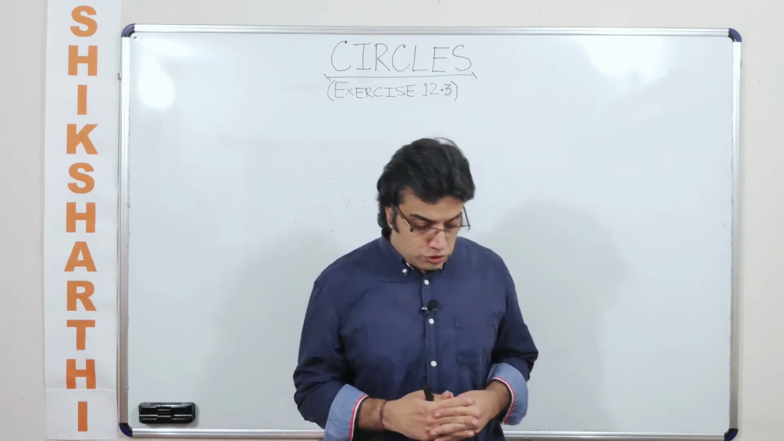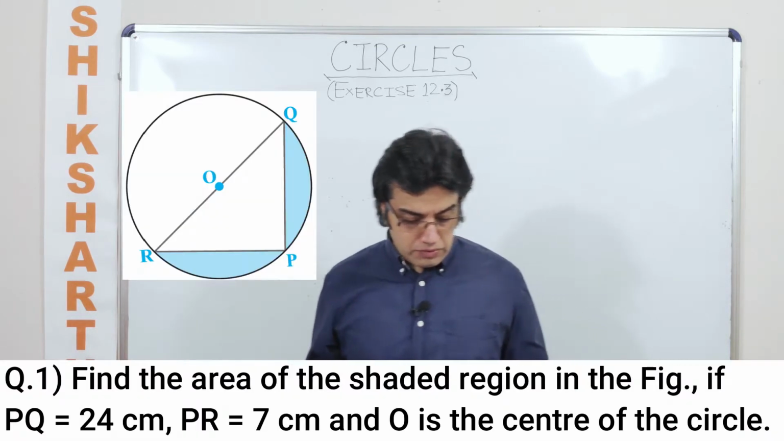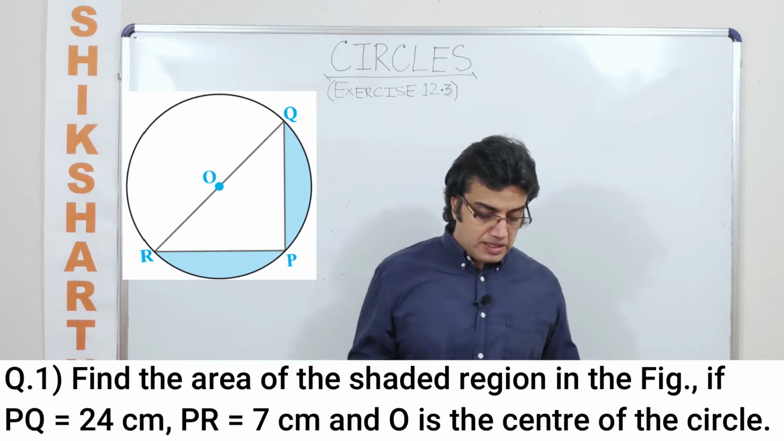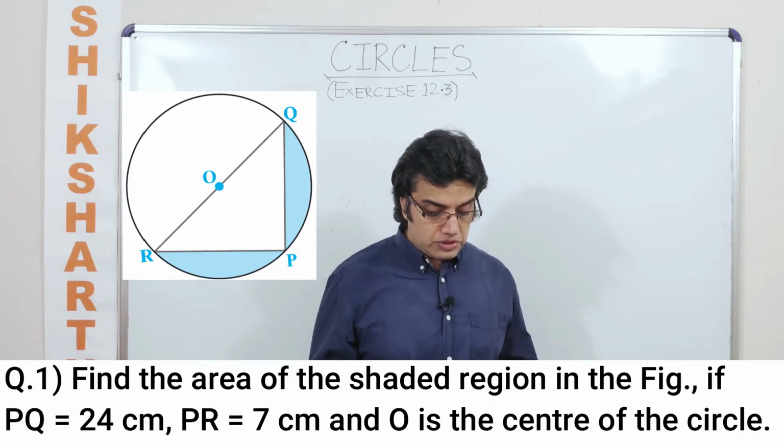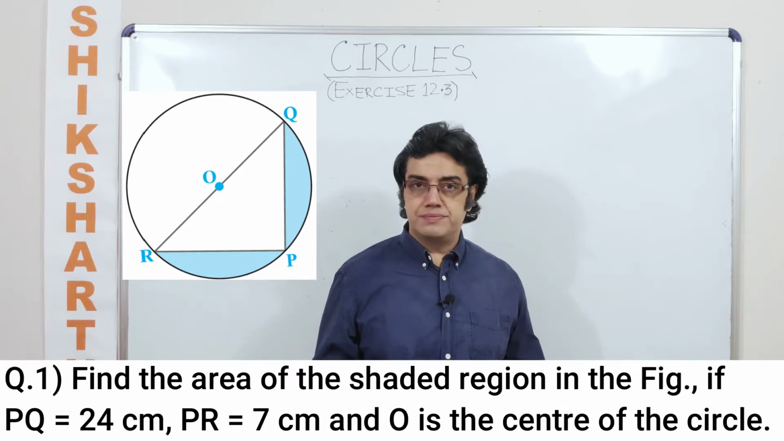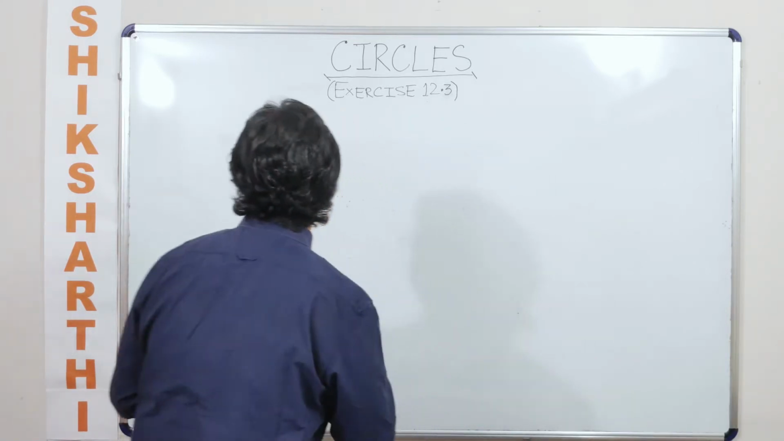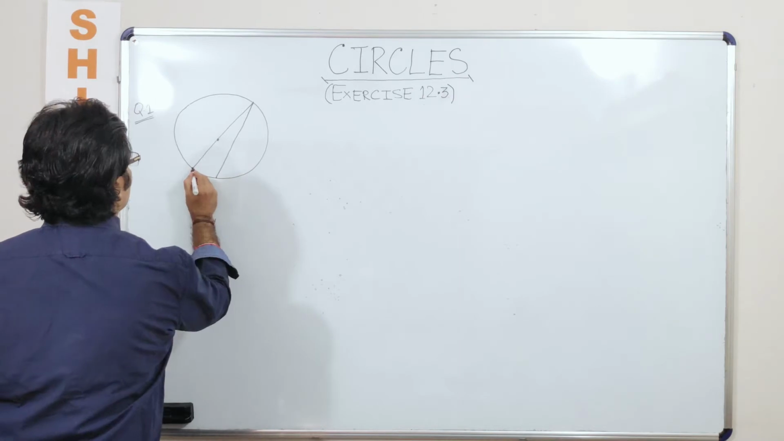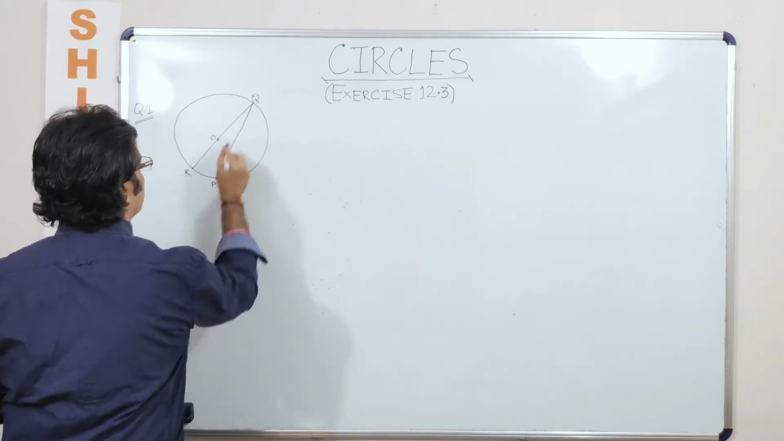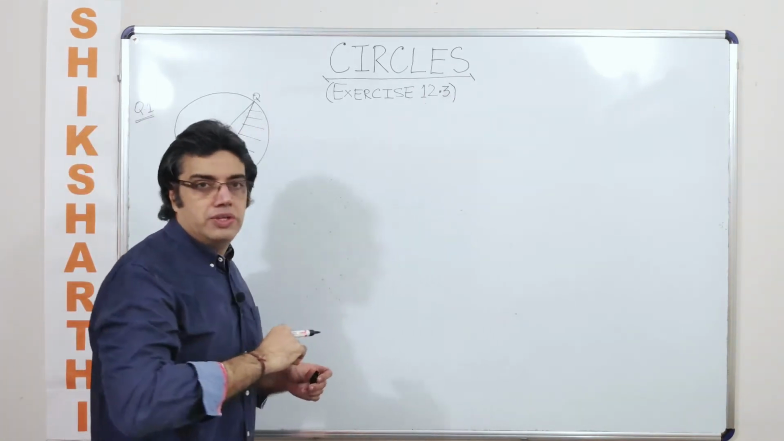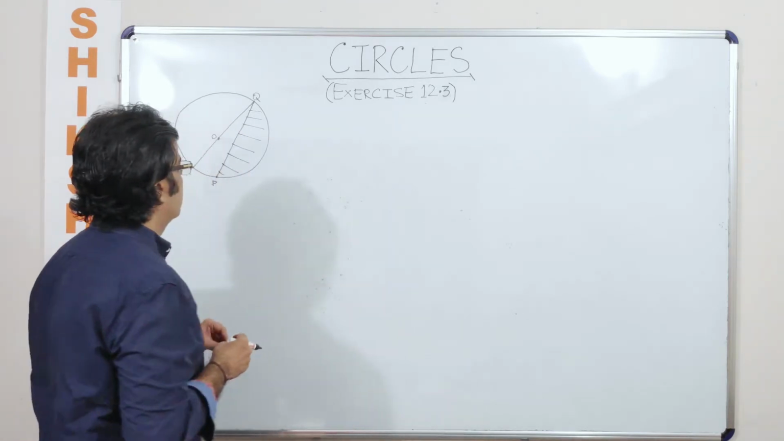Okay? So talking about question number 1, in which they have given a figure and then they have asked you to find the area of the shaded region in the figure, right? And the figure that they have given here is, so they have asked you to find out the area of the shaded region.